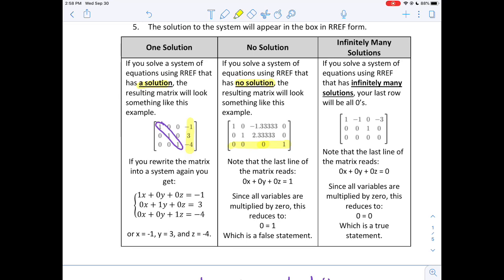Finally, the third option that we could have is that we might have infinitely many solutions. How will we know that? Again, we're not going to have that diagonal row of ones, but instead of a series of zeros followed by a 1, we're just going to have a series of zeros. That is going to reduce down to 0 equals 0, which is a true statement, and so that means that we have infinitely many solutions.